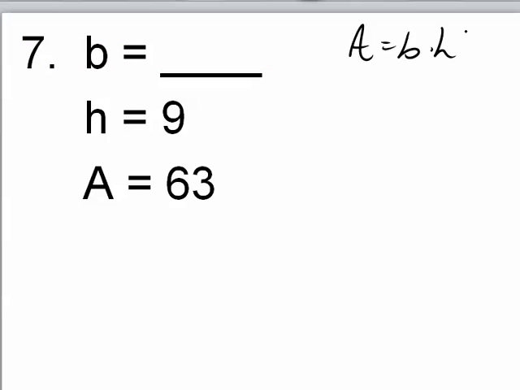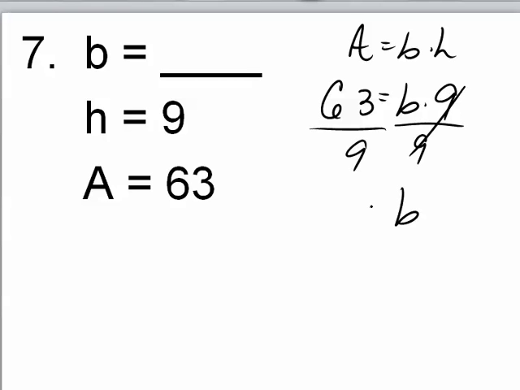Again, plugging in what we know, I know that the area is 63, the base is missing, and the height is 9. Then we're going to solve for the missing part, the base. Since these are multiplied, we'll divide by 9, and the base is 7 units. So squares, rectangles, and parallelograms all kind of work the same.